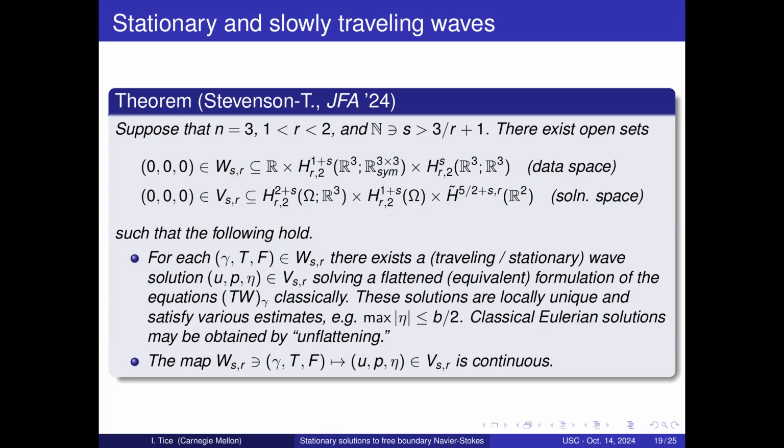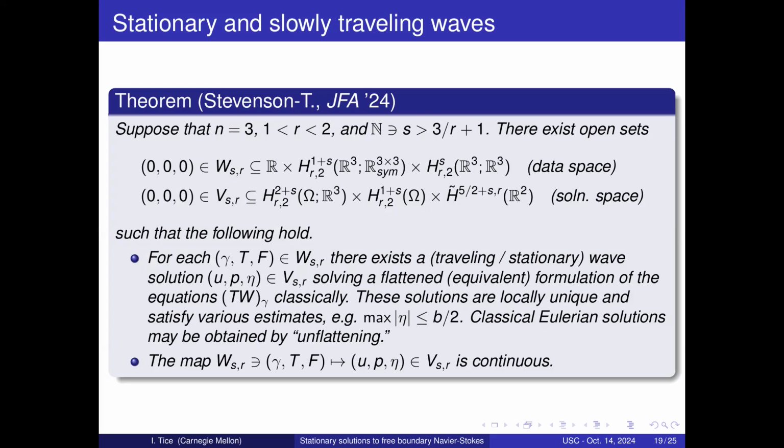Well, actually, I didn't actually tell you what this was before, but this is roughly similar to what we had before. It's just that now these are LR based in the horizontal direction rather than L2 based. But we identified these appropriate spaces such that we can prove something like what Leone and I proved. So that is to say that for every gamma, T, and F in this space, there exists either a traveling or stationary solution, depending on whether gamma is 0 or not, to the problem.